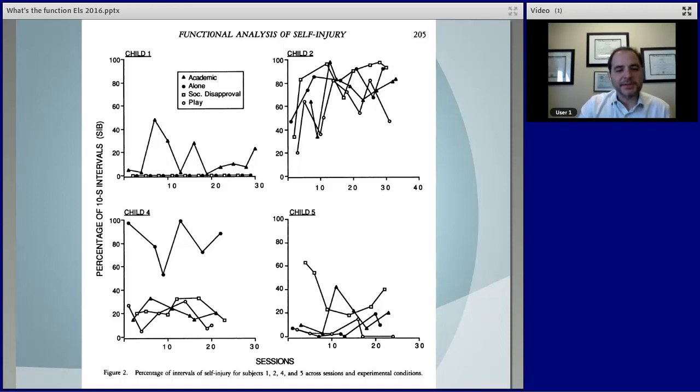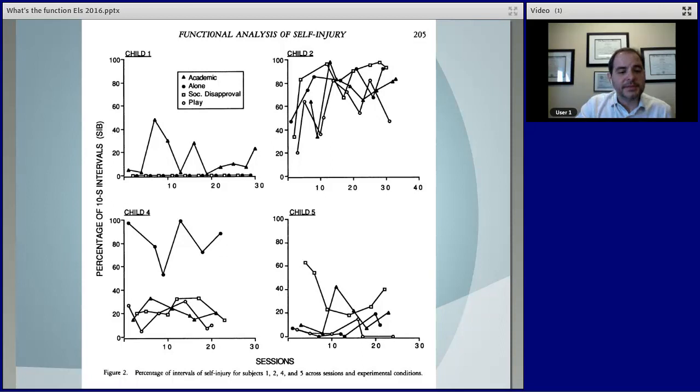So take a look at child number two now. You can see that for child number two, we have high rates during academic, social disapproval, play as well as the alone condition, meaning that this child engaged in this problem behavior when he was alone. And so by that alone, you can imagine that the behavior could be done by yourself. Maybe it was self-injury. Maybe it was skin picking. Maybe it was hand biting. And so that pattern that you see there for child number two probably suggests an automatic function because it's occurring all the time.